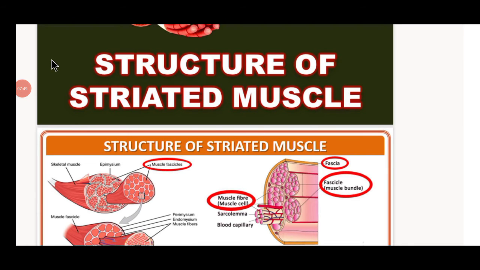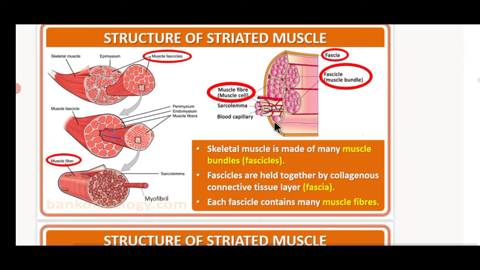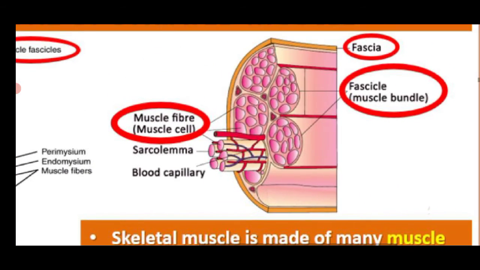Let us now study the structure of striated or skeletal muscle fibers. The skeletal muscle is made up of many muscle bundles. First of all, if we look at our skeletal muscles, we'll find that there are many muscle bundles in them, and these muscle bundles are called fascicles.